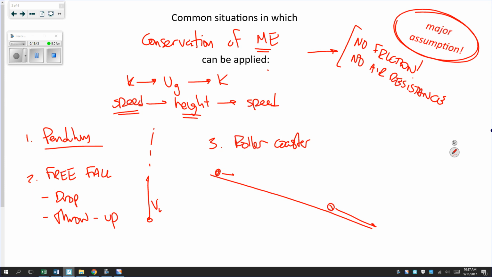Oh, you know what? Free fall? Free fall can also just mean any sort of projectile motion, where an object moves not just up and down, but in two dimensions, continuously changing height and therefore continuously changing speed.